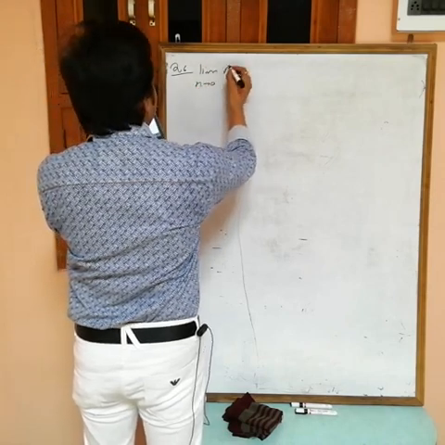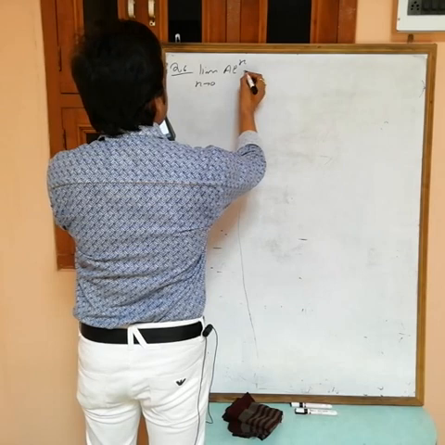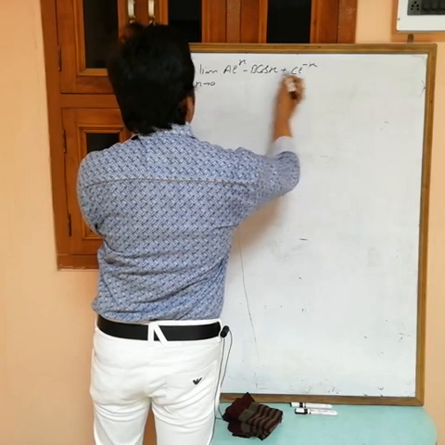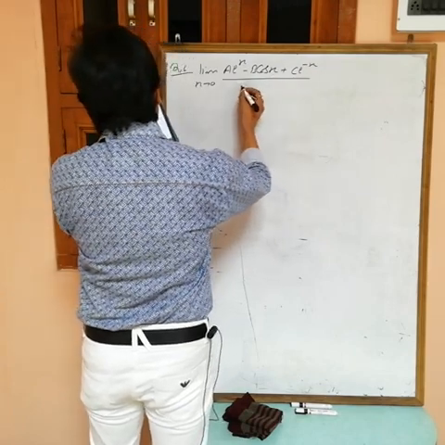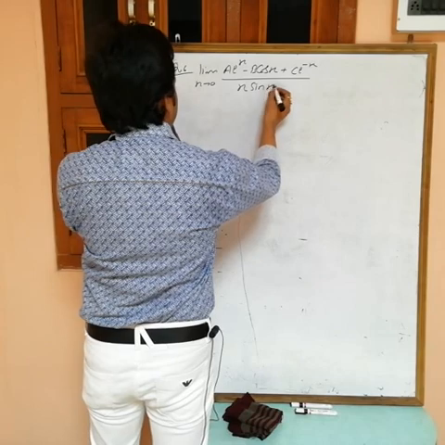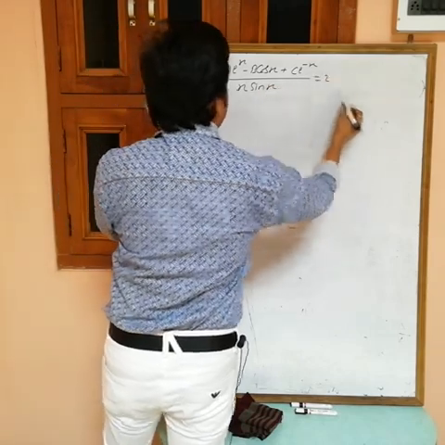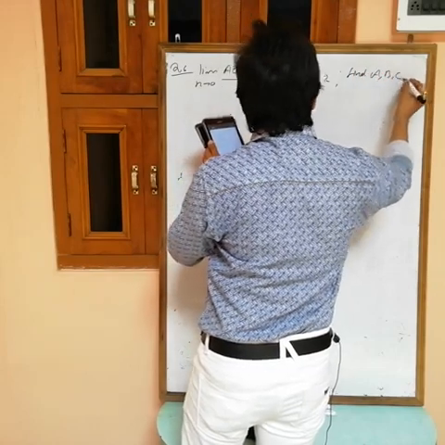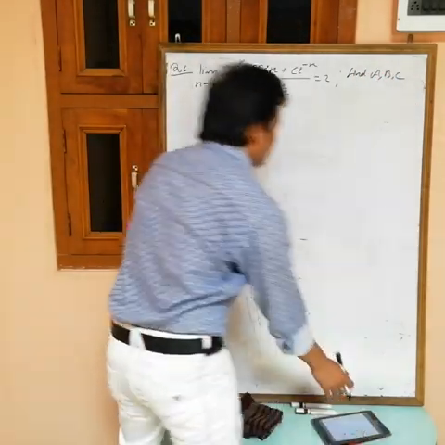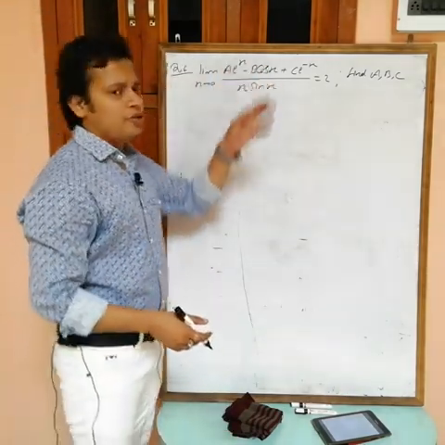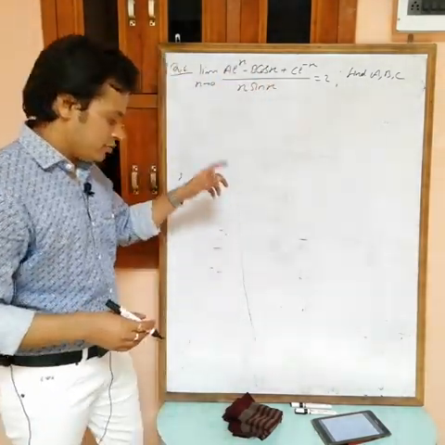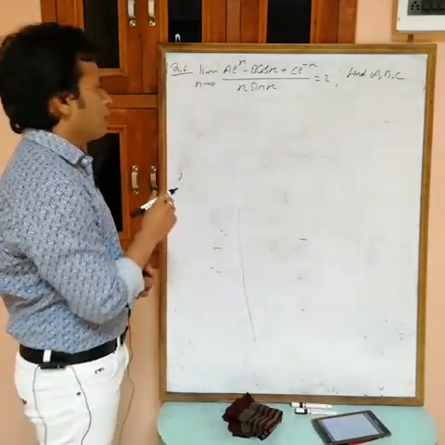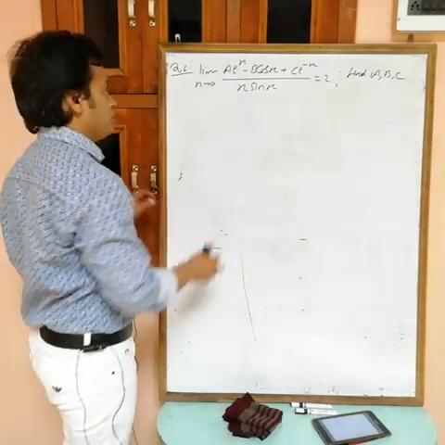Limit x tending to 0, (a e power x minus b cos x plus c e power minus x) by x sin x is equal to 2. Again find a, b, c. Again same thing, I have expansion of every function. So the question is the same, a e power x minus b cos x plus c e power minus x. Then use expansion.